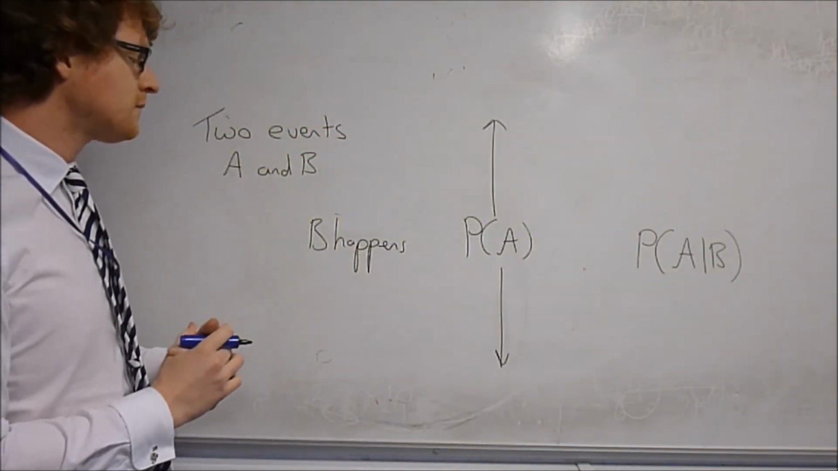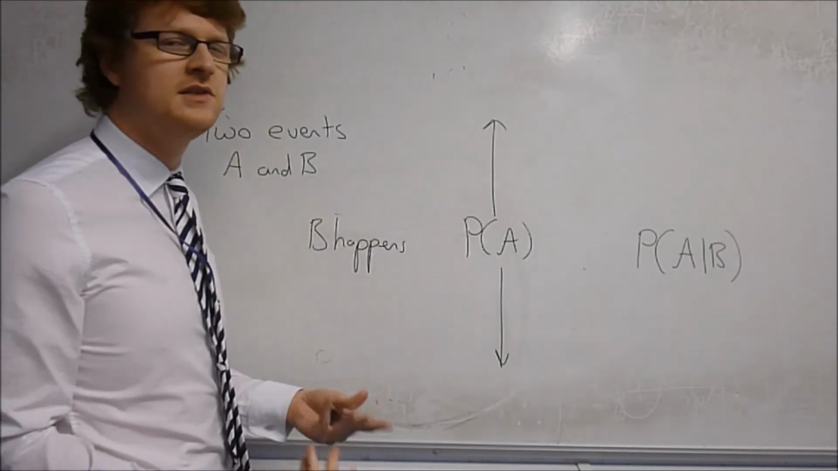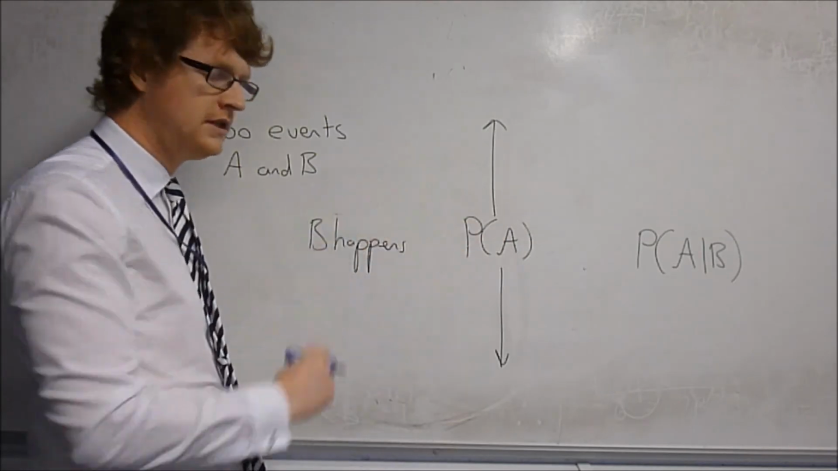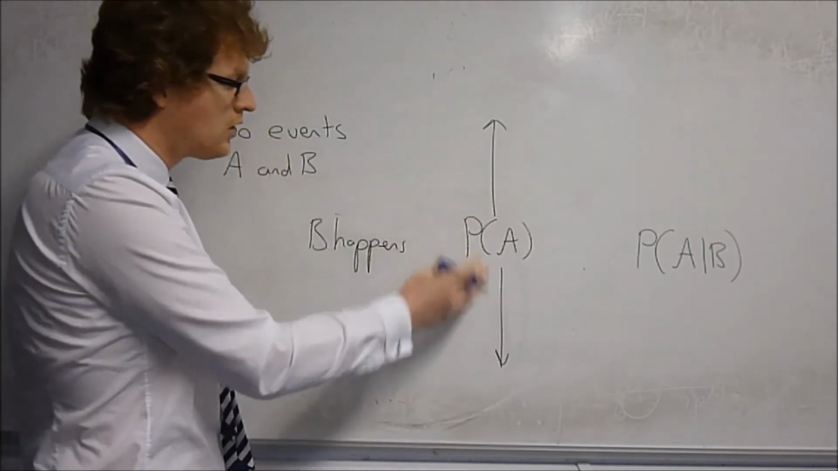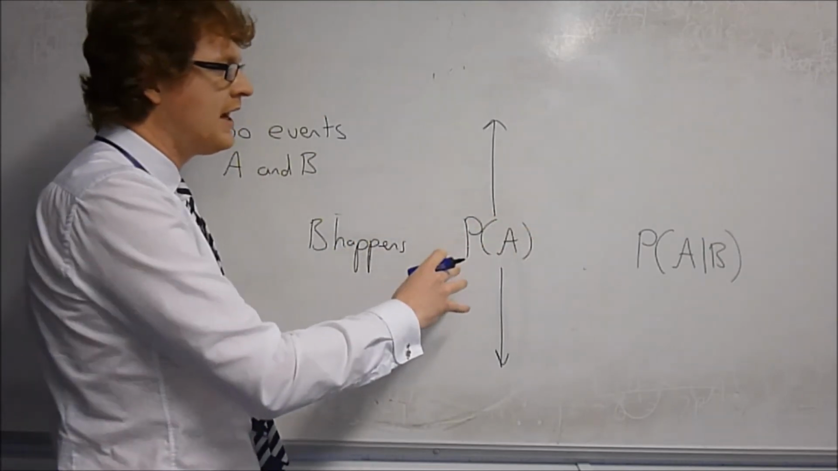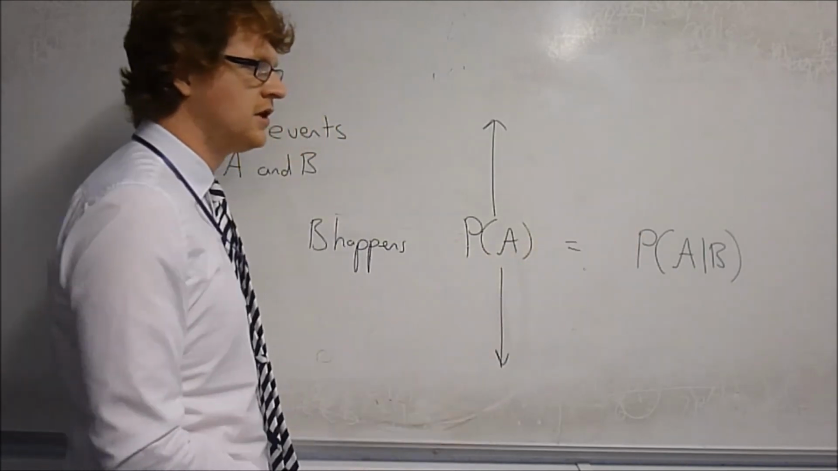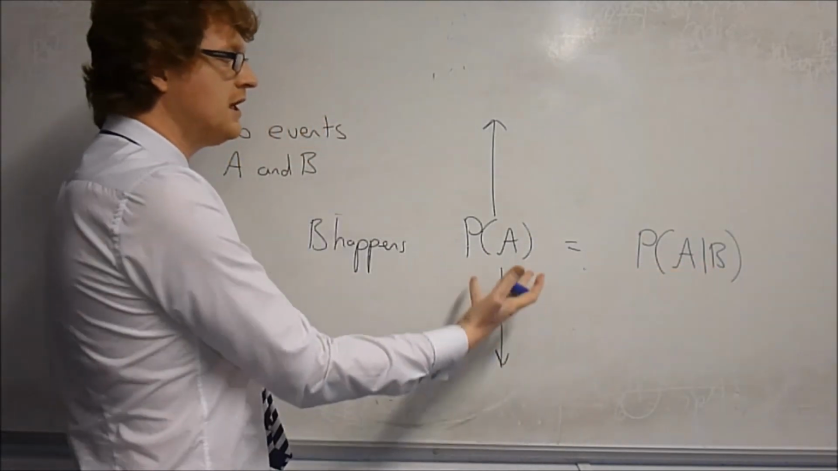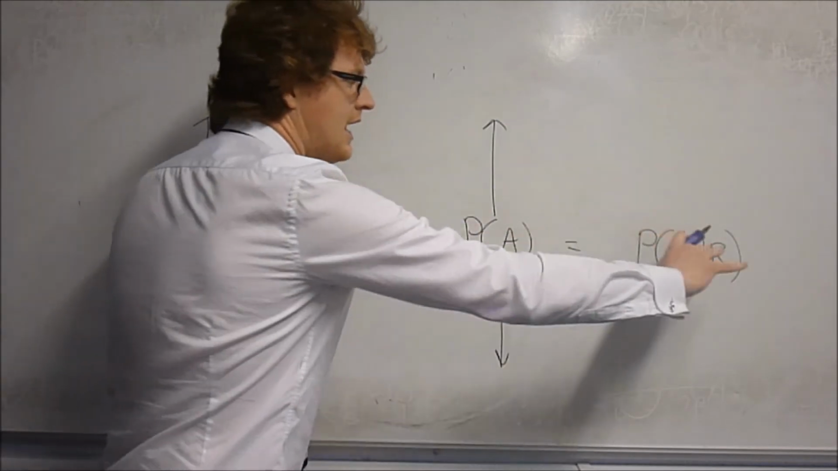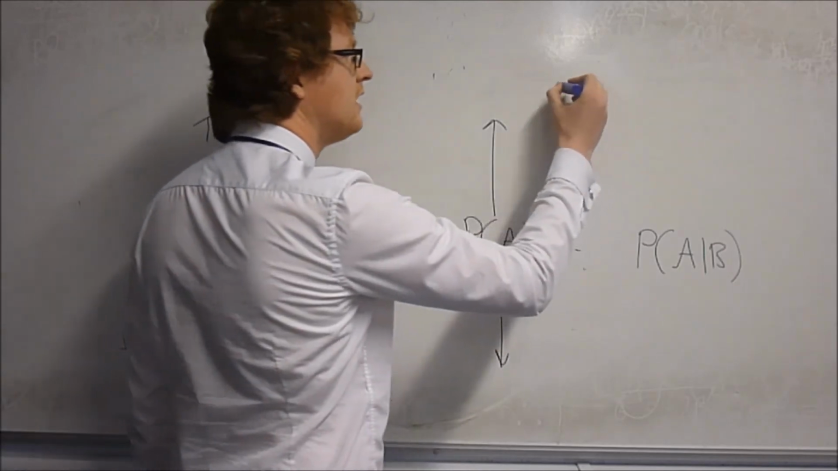If it's gone up, I sometimes call that a positive dependence. A depends on B, B's happened, the probability of A's increased. Or it could go down. What about if it stayed the same? So the probability of A is exactly the same, even though B's happened. So the probability of A given B hasn't changed. Probability of A, it's the same thing. This means A and B are completely independent. B hasn't affected A at all. So these are independent.